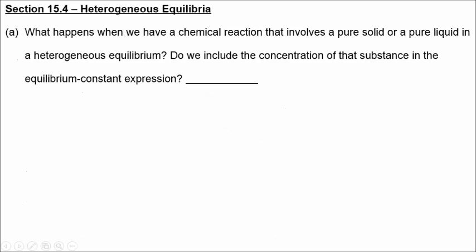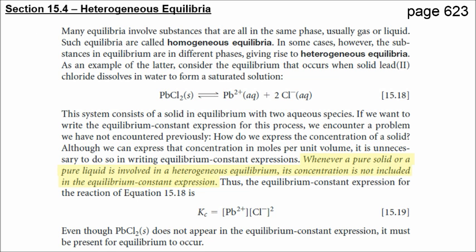Section 15.4, Heterogeneous Equilibria. Do we include the concentration of either a pure solid or a pure liquid in the equilibrium constant expression? And the answer is no. And you can see on page 623, equilibrium exists between solid lead chloride and lead and chloride aqueous ions, but the equilibrium constant expression would just involve the concentration of lead ions and the concentration of chloride ions squared. But we do not include solid lead chloride in the expression, even though it does appear in the reaction and in the equilibrium.